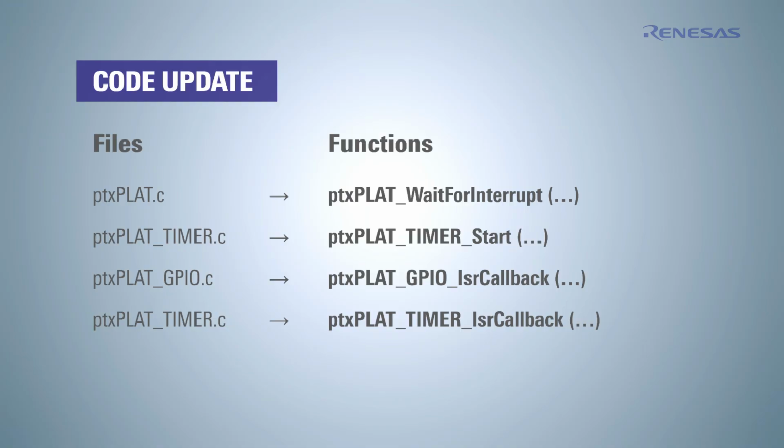After setting up the semaphore, we need to update 4 functions in the platform code. In PTXplat.c, we'll modify PTXplat wait for interrupt. In PTXplat timer.c, we'll update both PTXplat timer start and PTXplat timer ISR callback. And in the PTXplat GPIO.c, we will change PTXplat GPIO ISR callback. These updates remove the old blocking behavior and make each function use the semaphore to signal the IoT reader thread only when an event occurs.